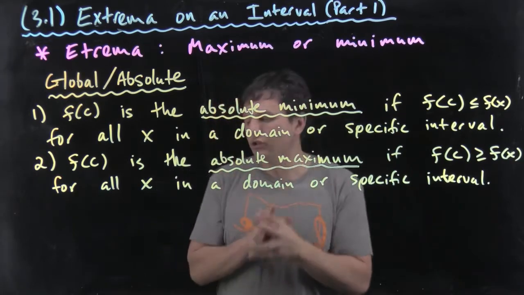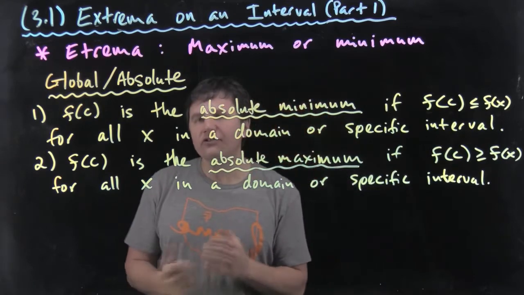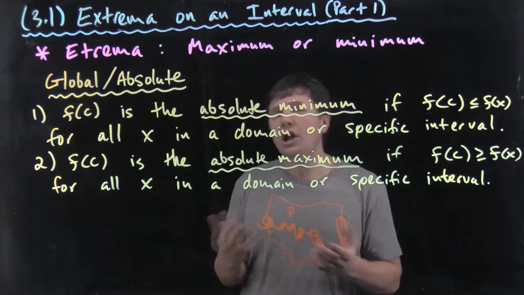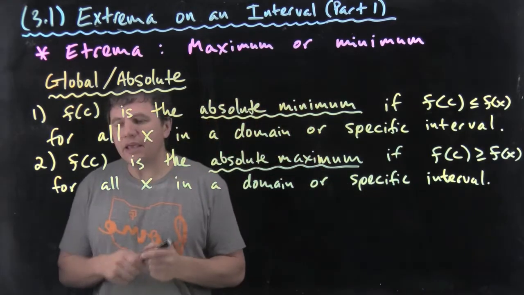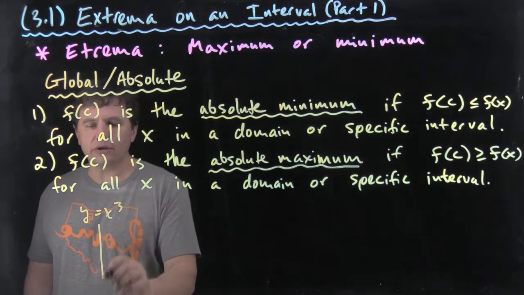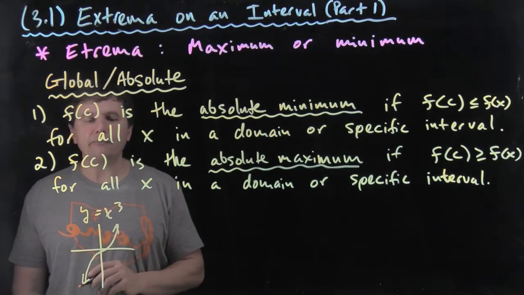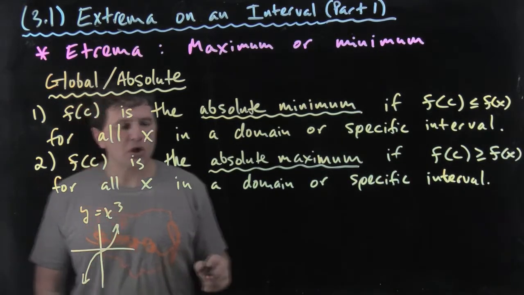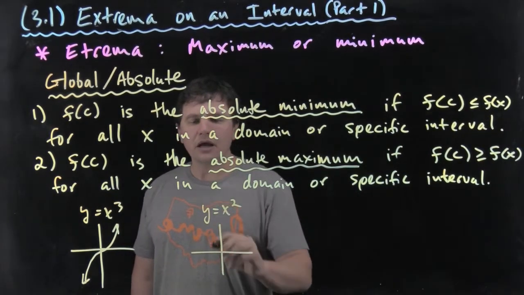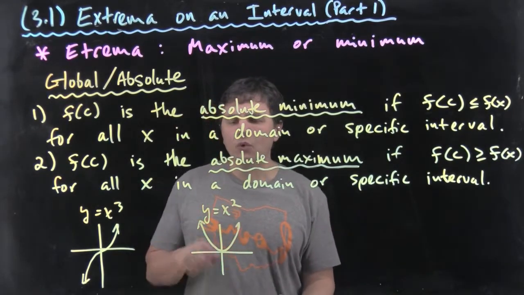Now, when we talk about a particular domain, not all functions have a global or absolute max or min. Some have one and not the other, or none at all. So for instance, if I gave you a function like y equals x to the third, that looks like this. If we look at the whole domain here, that has neither a max nor a min. Or if we look at something like y equals x squared, that has an absolute min, but not an absolute max.